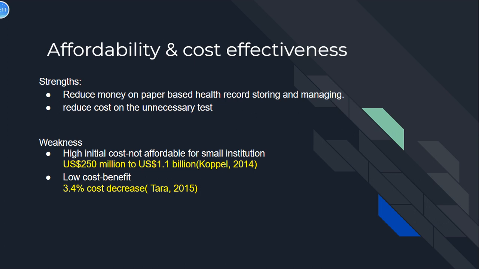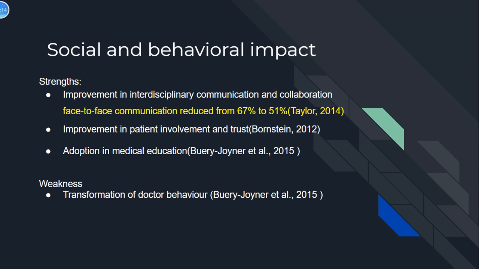As for the social and behavioral outcomes, the Epic system changed the workflow of physicians and improved the internal communication. According to Taylor's research, the face-to-face communication was significantly reduced from 67% to 51% in one implemented hospital. Secondly, it improved patient involvement and trust. As the study concluded, patients were enabled and empowered to transfer or upload images and documents from outside resources, while also increasing trust by having a clear understanding of the medicine usage and the treatments.